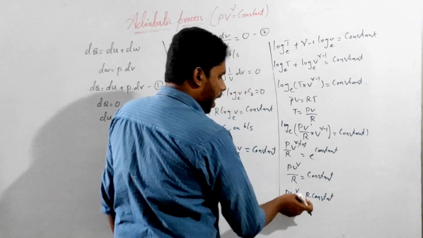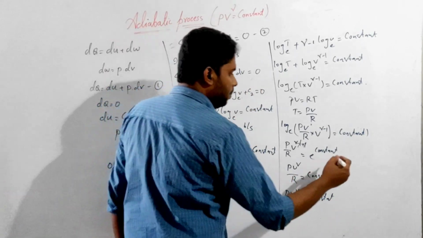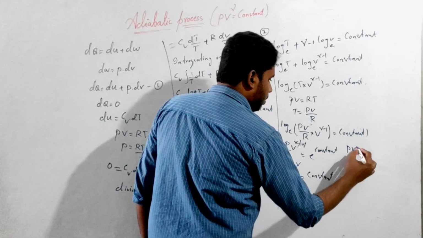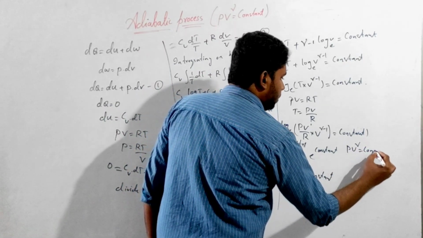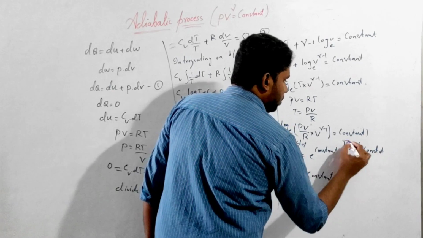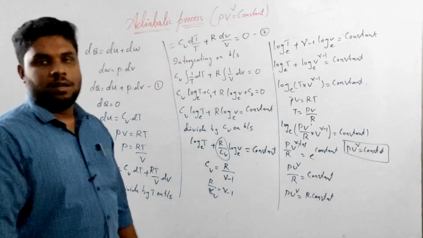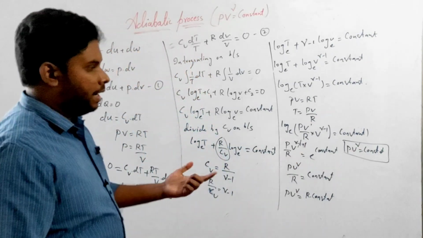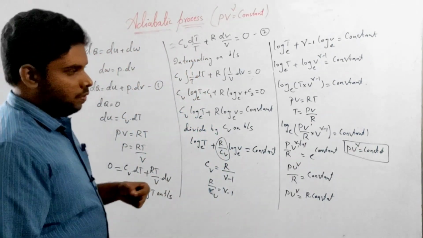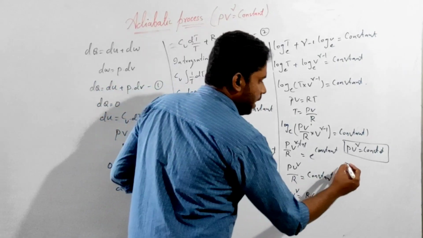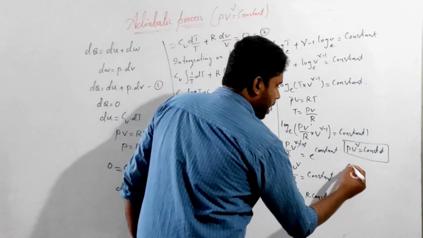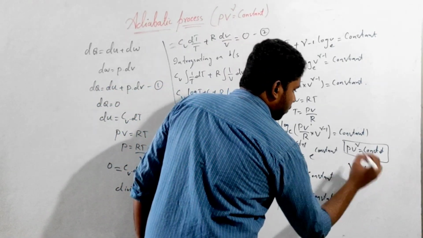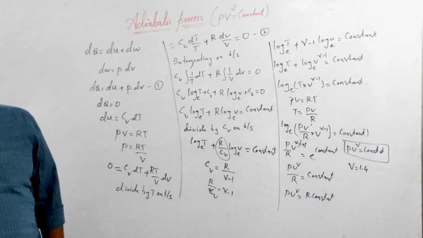So here R is also constant, and constant multiplied by constant gives again a constant. So PV power gamma is equal to constant. This is the adiabatic law. Here gamma is known as the adiabatic index or adiabatic constant. For diatomic gases like oxygen and nitrogen, the gamma value is 1.4. Okay, thank you.